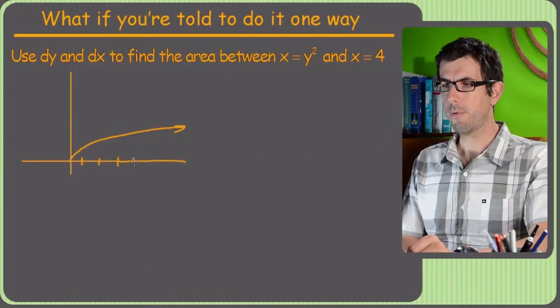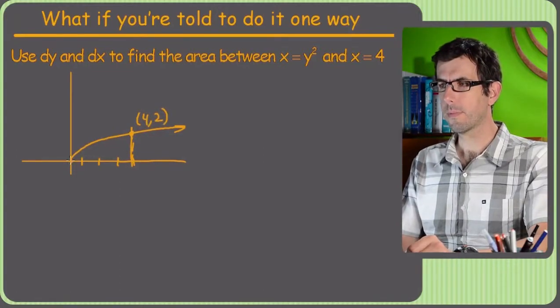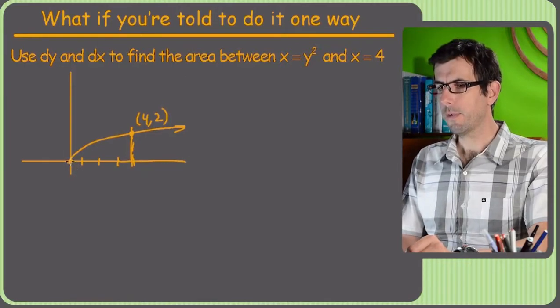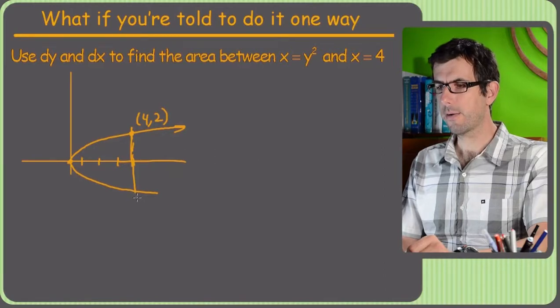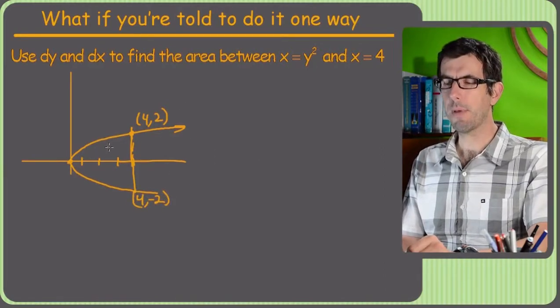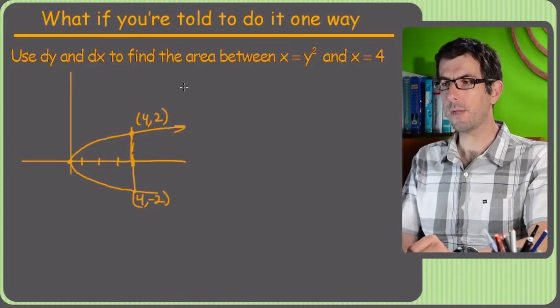1, 2, 3, 4. All right, so here's my region from 4, 2. Then we got the bottom half too, because you know it's x equals y squared, so we actually have to go down to here, which is 4, negative 2. Just remember, x equals y squared is both the top and bottom. So we want to find the region, this whole region.